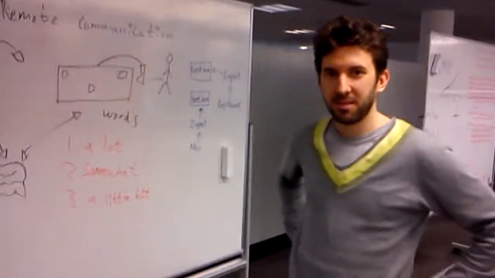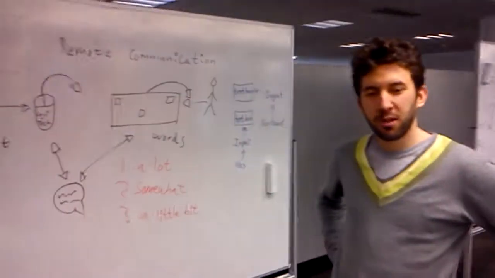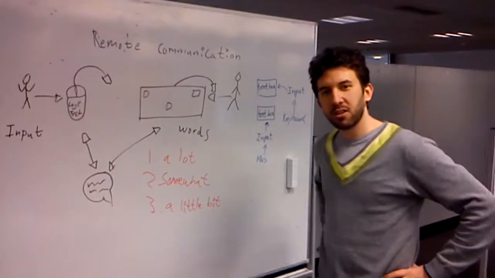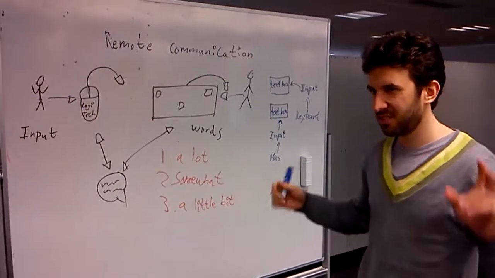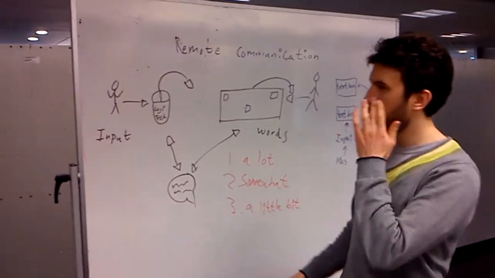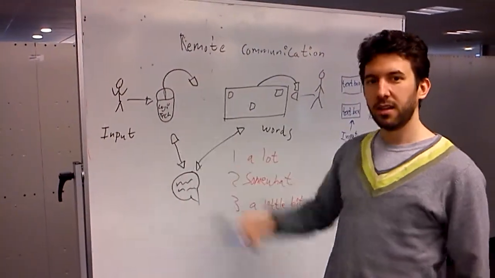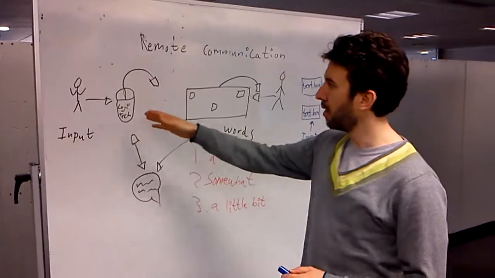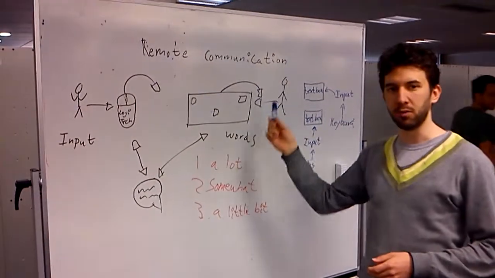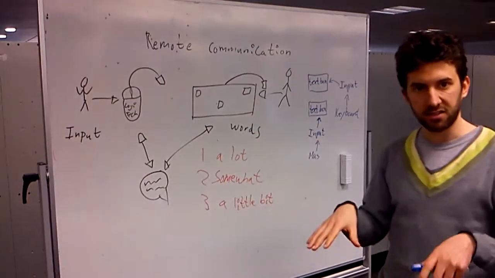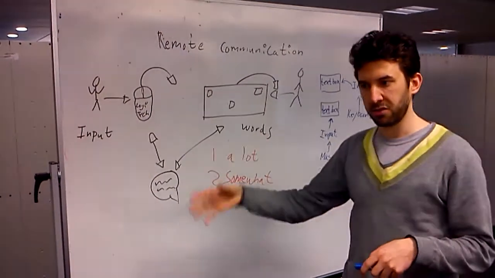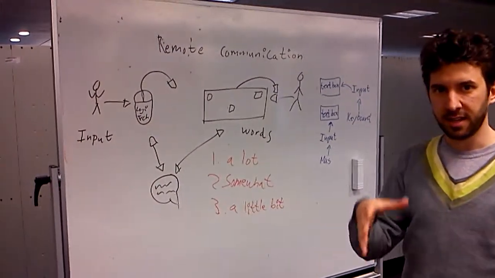Okay, so we made a remote communication device for communicating feelings. What we have is a mouse, which is one input device, and a keyboard, which is the other input device. The way it works is two people sit at the same computer, and one person has the mouse and the other has the keyboard.